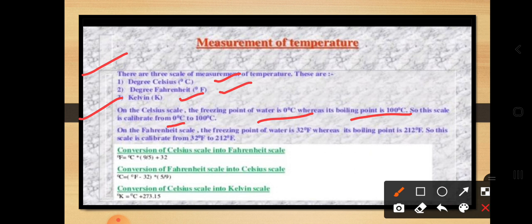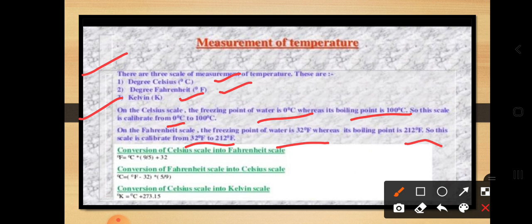Okay. Next is the Fahrenheit scale. The freezing point of water is 32 degree Fahrenheit, whereas its boiling point is 212 degree Fahrenheit. So this scale is calibrated from 32 degree Fahrenheit to 212 degree Fahrenheit. So dear students, for measuring things, we have taken the base of water. By taking the example of water itself, we have prepared the scale of degree Celsius and degree Fahrenheit.